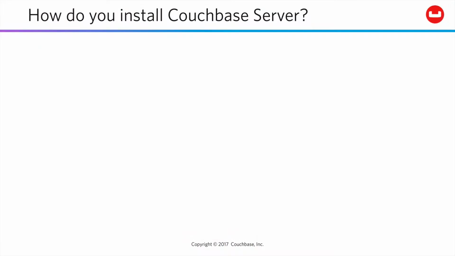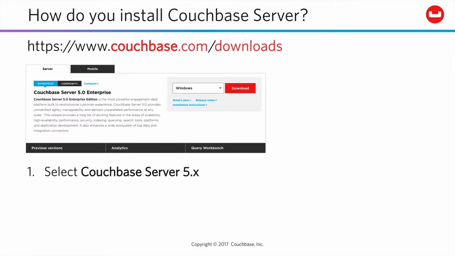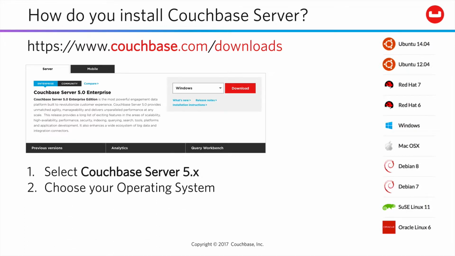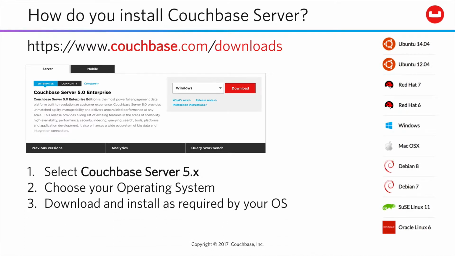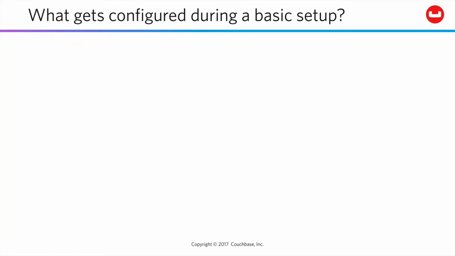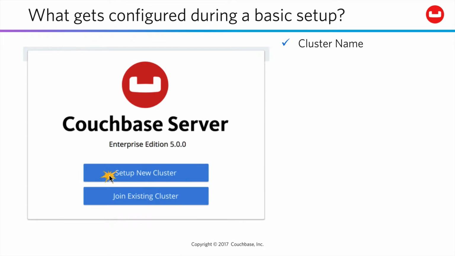To install Couchbase Server, go to couchbase.com/downloads to download Couchbase Enterprise Edition 5. Choose your operating system, and then download and install the assets as required by your operating system. Or if you prefer to work with a containerized instance, visit couchbase.com/containers.